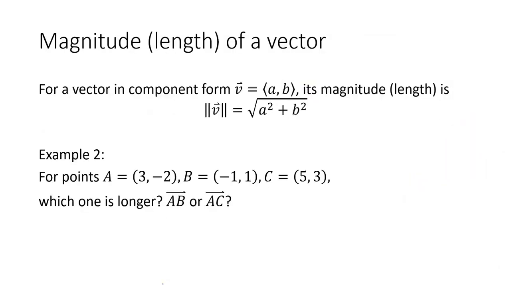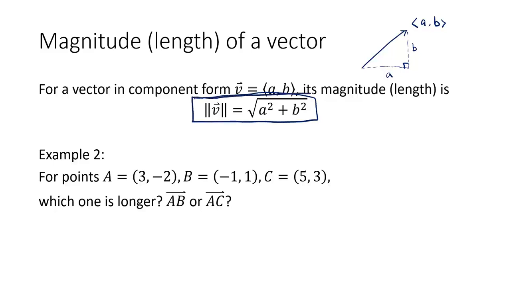Right? Now, how do we find the magnitude of a vector? So this actually comes from the Pythagorean theorem. If we have a vector that's denoted as components A, B, which means my x component is A, my y component is B, and this is a right triangle, right? So if you use the Pythagorean theorem, you will see the magnitude would be square root of a square plus b square. Okay, so this is an important formula that you want to know.